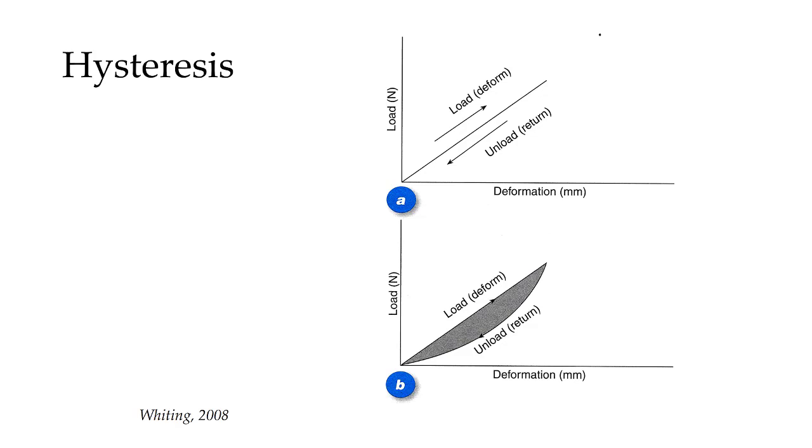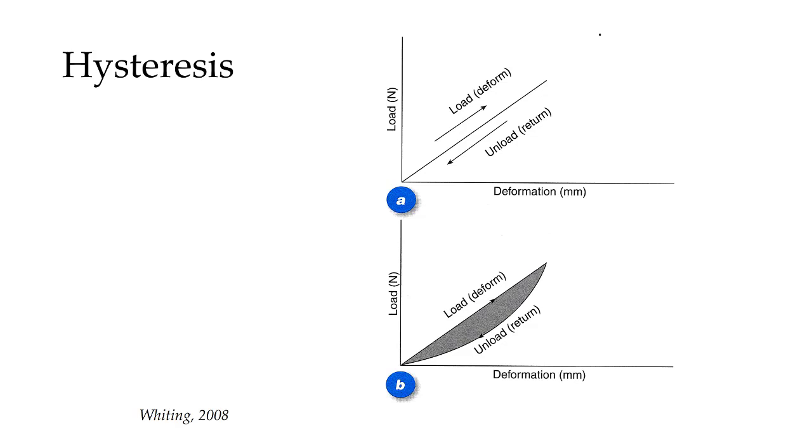Our final viscoelastic property is hysteresis. Hysteresis is looking at the load deformation curve for both loading and unloading. And if we had a perfectly elastic material, as you see on the top, you'll see that the force deformation curve would be the same when we load it as it is when we unload it.